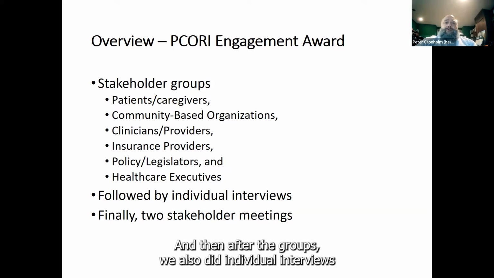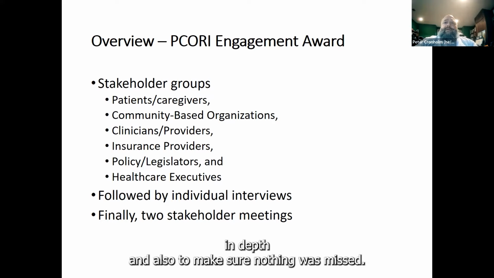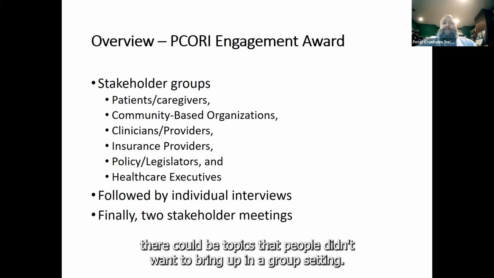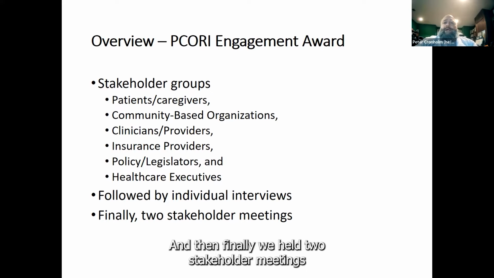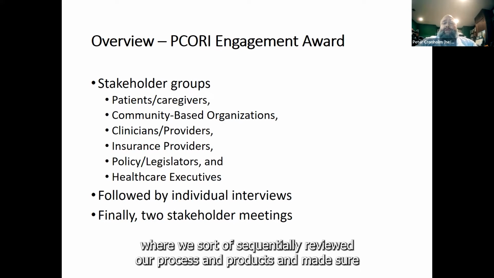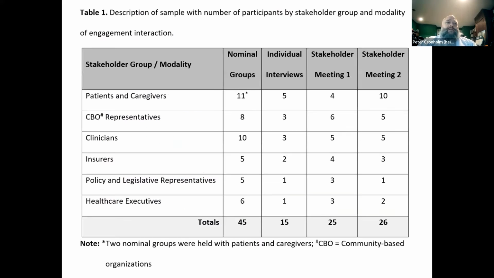And then after the groups, we also did individual interviews in our engagement process so that we could explore the NGT findings in depth and also to make sure nothing was missed. There could be topics that people didn't want to bring up in a group setting. And then finally, we held 2 stakeholder meetings where we sequentially reviewed our process and products and made sure that we had a shared understanding of the priorities.